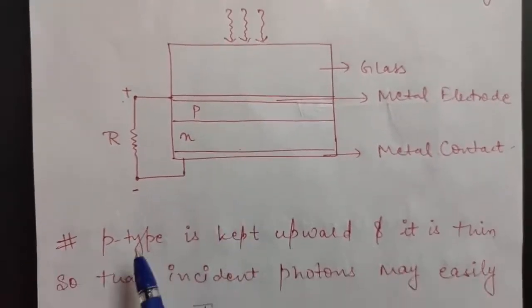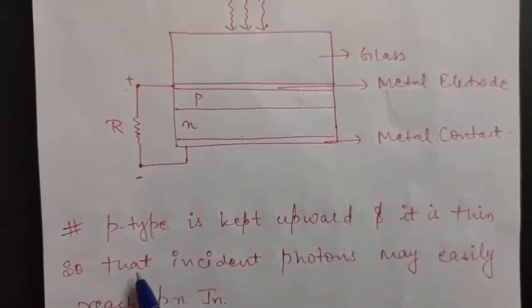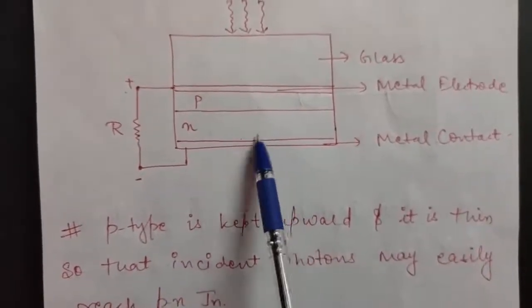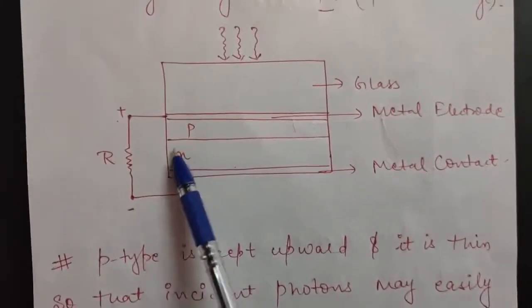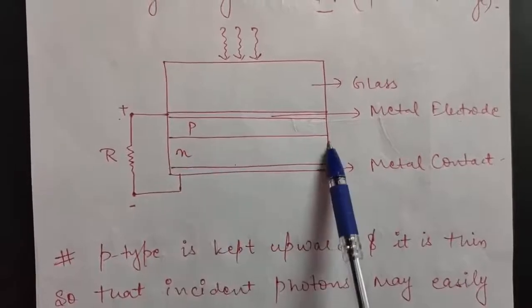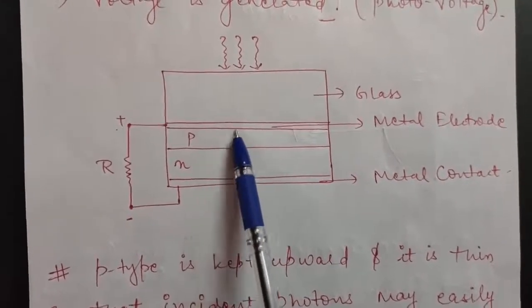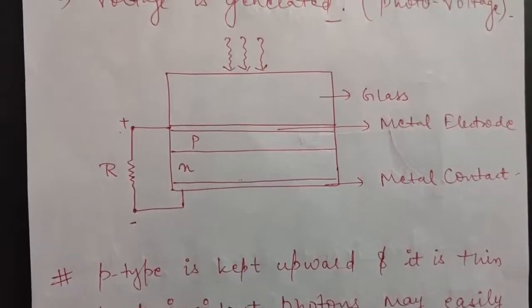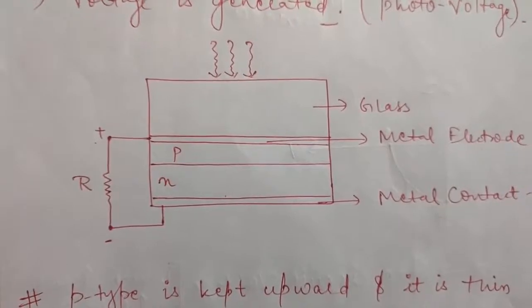So the reason is p type is kept upward and it is thin because the incident photons which are incident on this solar cell may easily reach the p-n junction. They will be able to reach this p-n junction easily if this p layer is thin. So p is kept upward and it is thin. Now as I told you, no biasing will be used for this p-n junction.